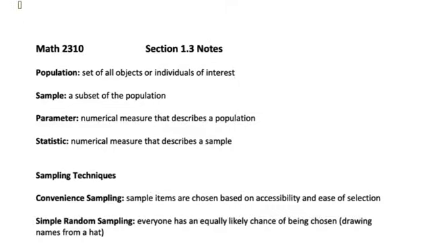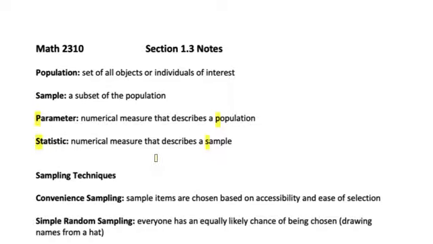A parameter is a numerical measure that describes a population. So for example, it might be an average. A statistic is a numerical measure that describes a sample. And it's easy to keep track of this because parameter and population both start with P, and statistic and sample both start with S. So if my numerical measure, like an average, comes from a sample, then it's considered a statistic. If I've measured everyone in the entire population, then it would be a parameter.